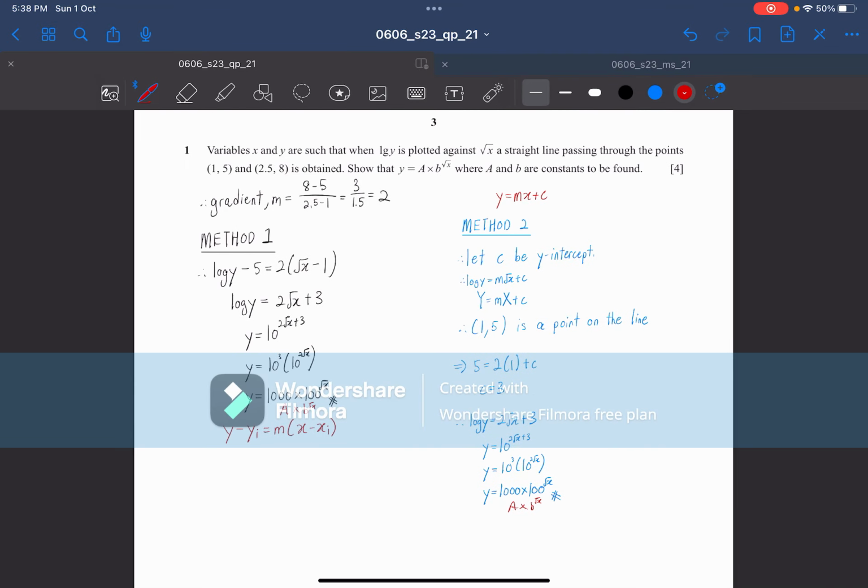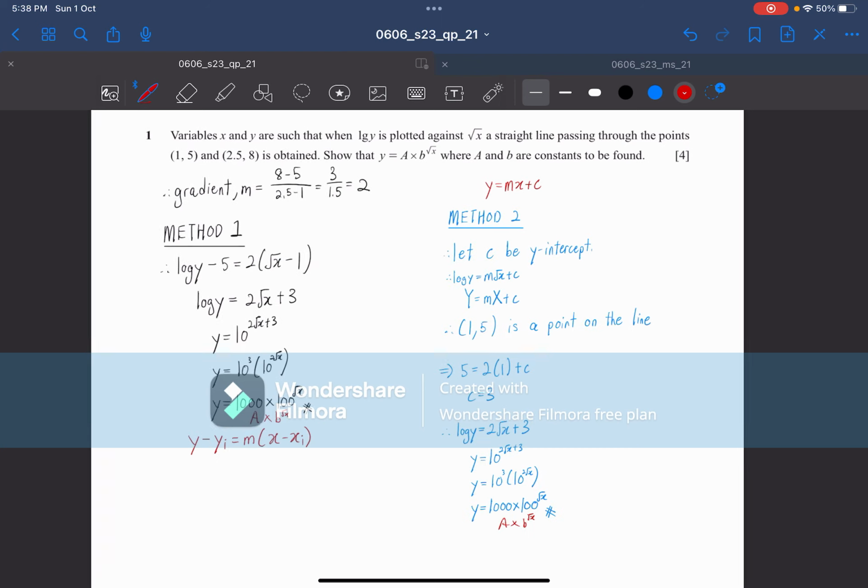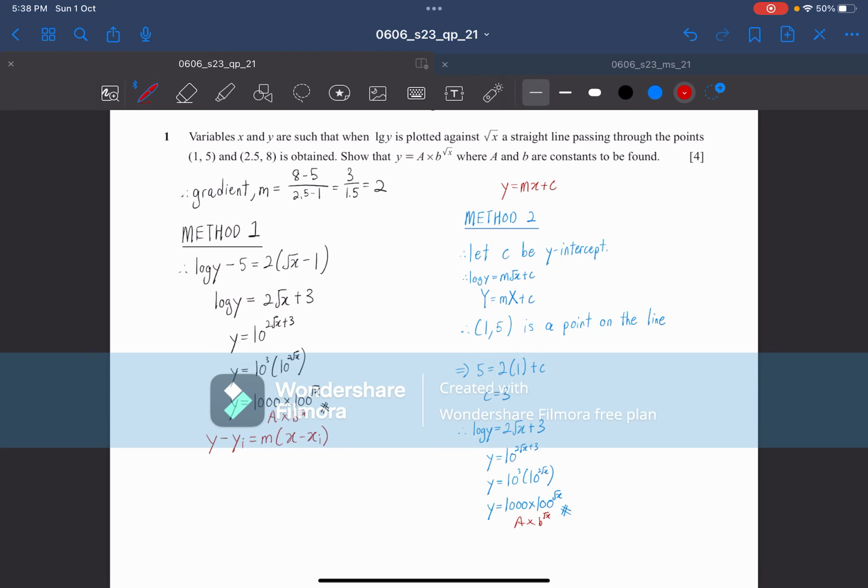Alright, 2 methods. I recommend doing method 1 when you're doing it for the first time, but when you're finished with the paper, do method 2 to check your answer.